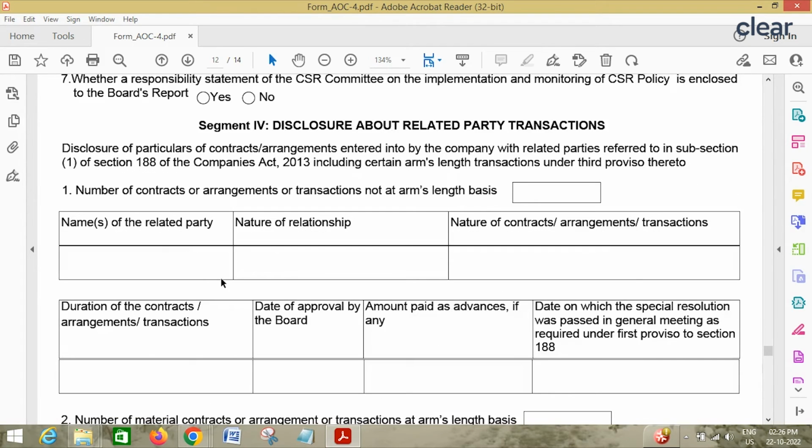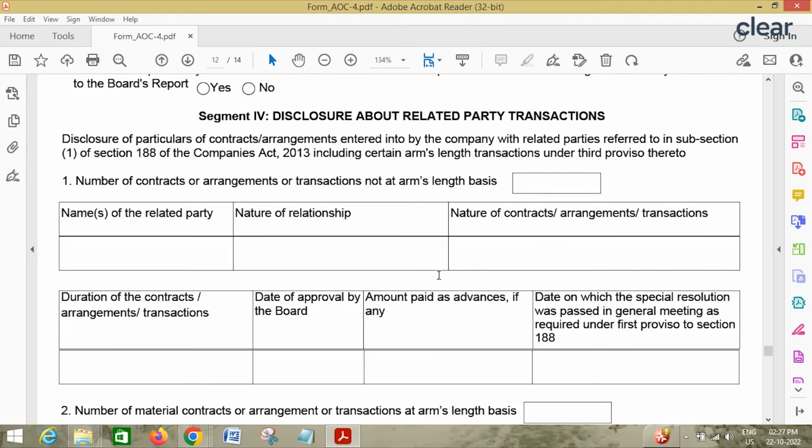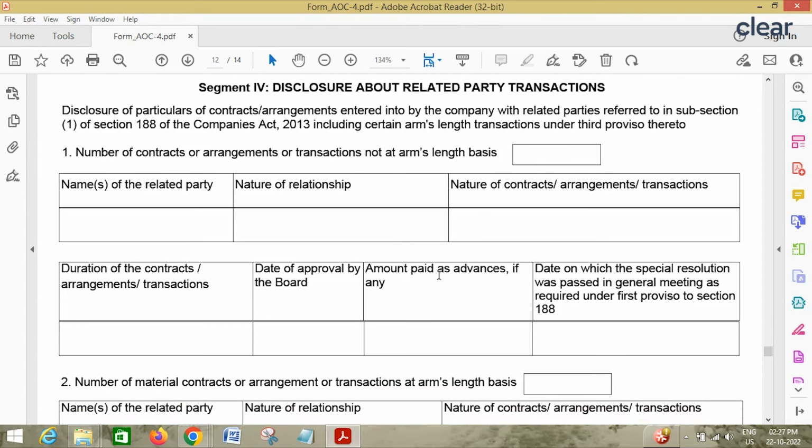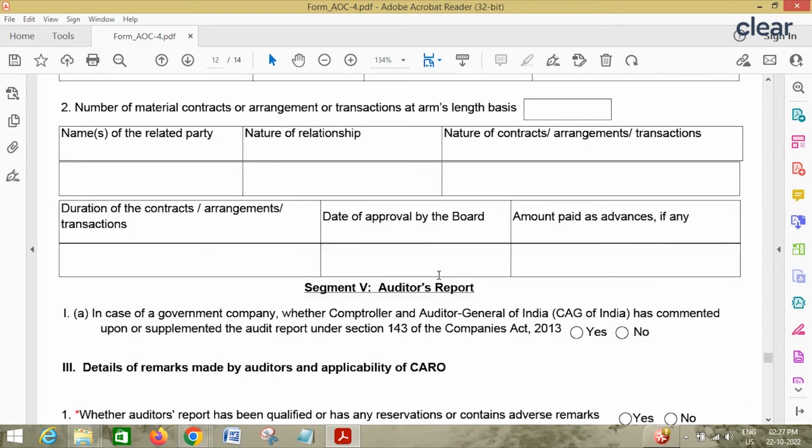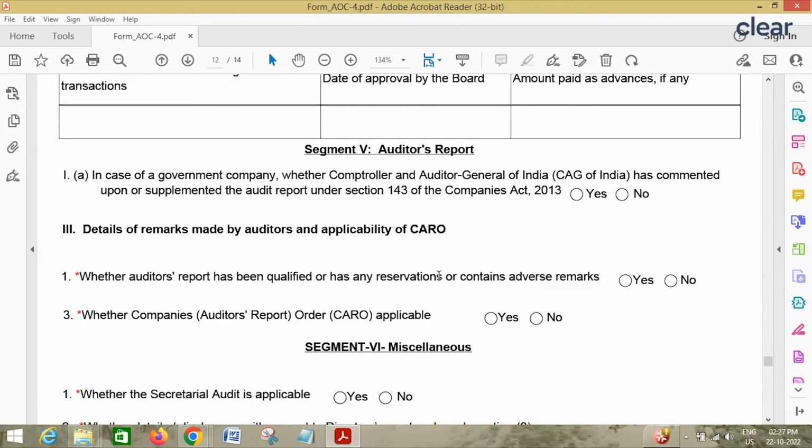Next is the disclosure about related party transactions. Enter the number of contracts or arrangements not at arm's length basis, if any, related to your company. Next is the auditor's report. In case your company is a government company, then state whether the Comptroller and Auditor General of India has commented upon or supplemented the audit report.